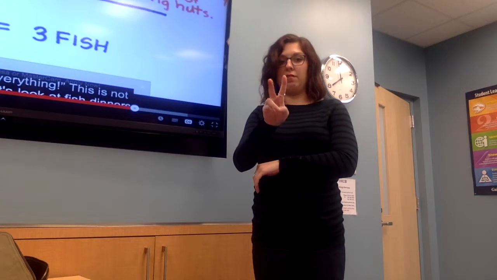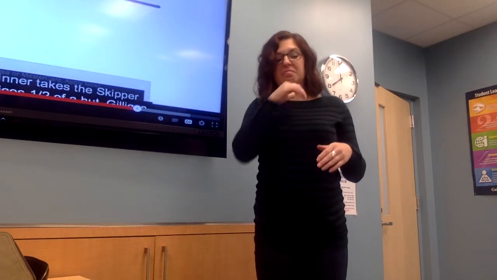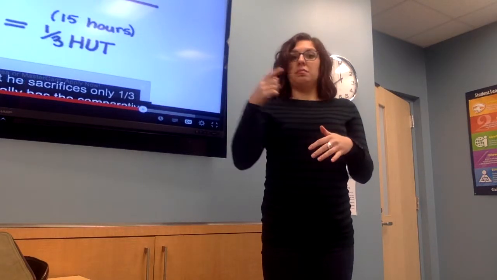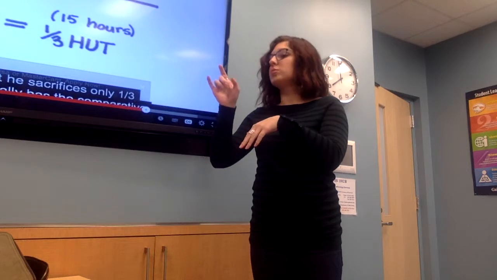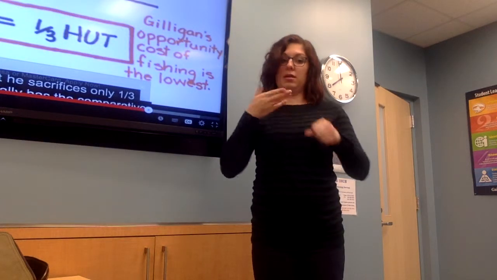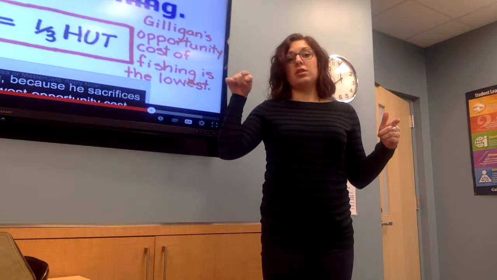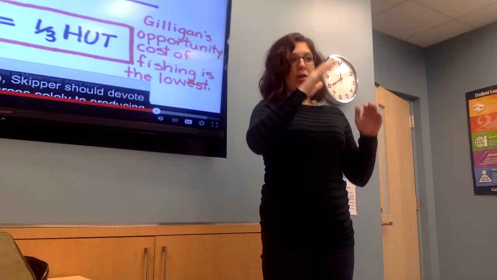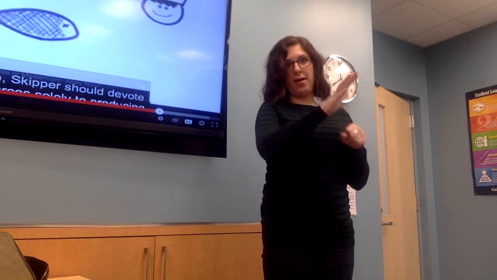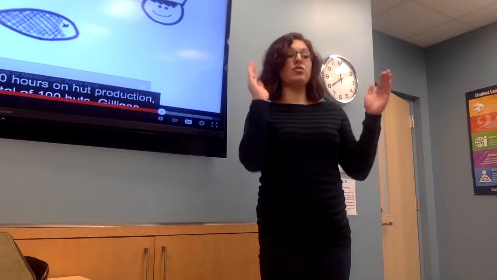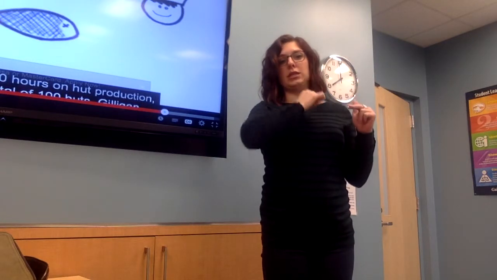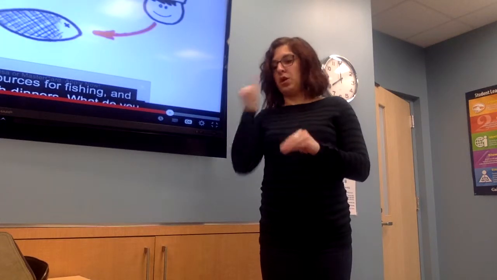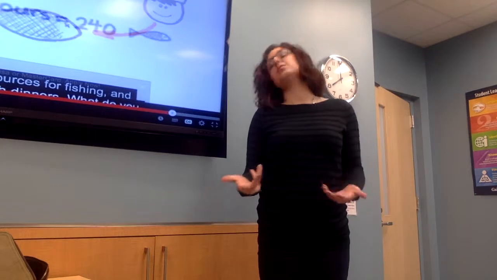Let's look at fish dinners. To produce a fish dinner takes the Skipper 10 hours, or he sacrifices 1/2 of a hut. Gilligan takes 15 hours, but he sacrifices only 1/3 of a hut. Gilligan actually has the comparative advantage in fishing because he sacrifices less, or has the lowest opportunity cost. According to Ricardo, Skipper should devote himself and his resources solely to producing huts. If he uses all 2,000 hours on hut production, he can produce a total of 100 huts. Gilligan uses all of his resources for fishing and can produce 240 fish dinners.